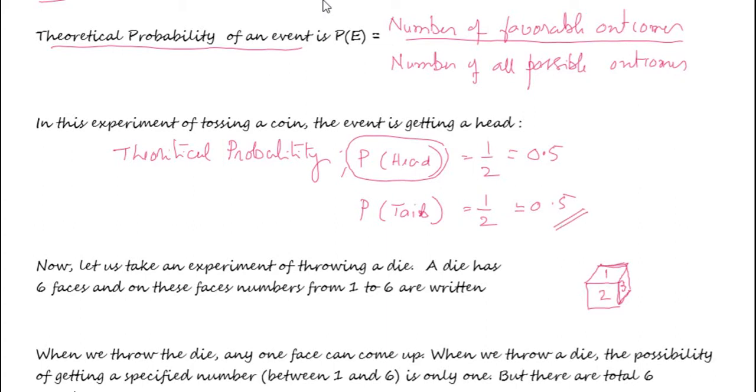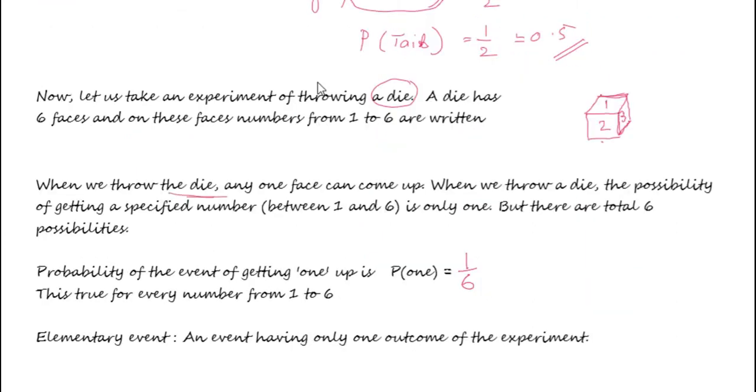The theoretical probability of getting tail is also half. Now let us extend this experiment to a die. You know, a die has got 6 faces. On each face, a number is written from 1 to 6. All 6 faces will have 6 different numbers from 1 to 6. When you throw the die, any one face can come up. It can be 1, 2, 3, 4. Any one of the numbers can come up.